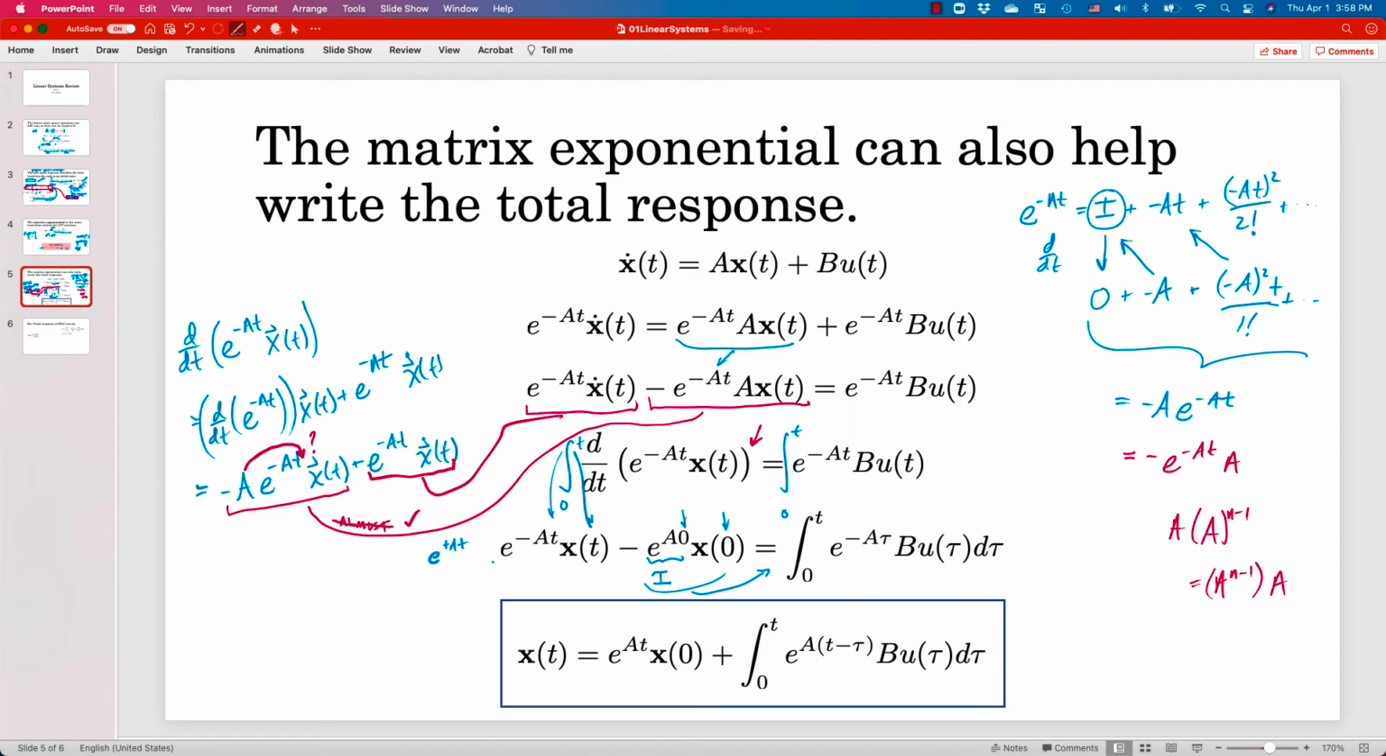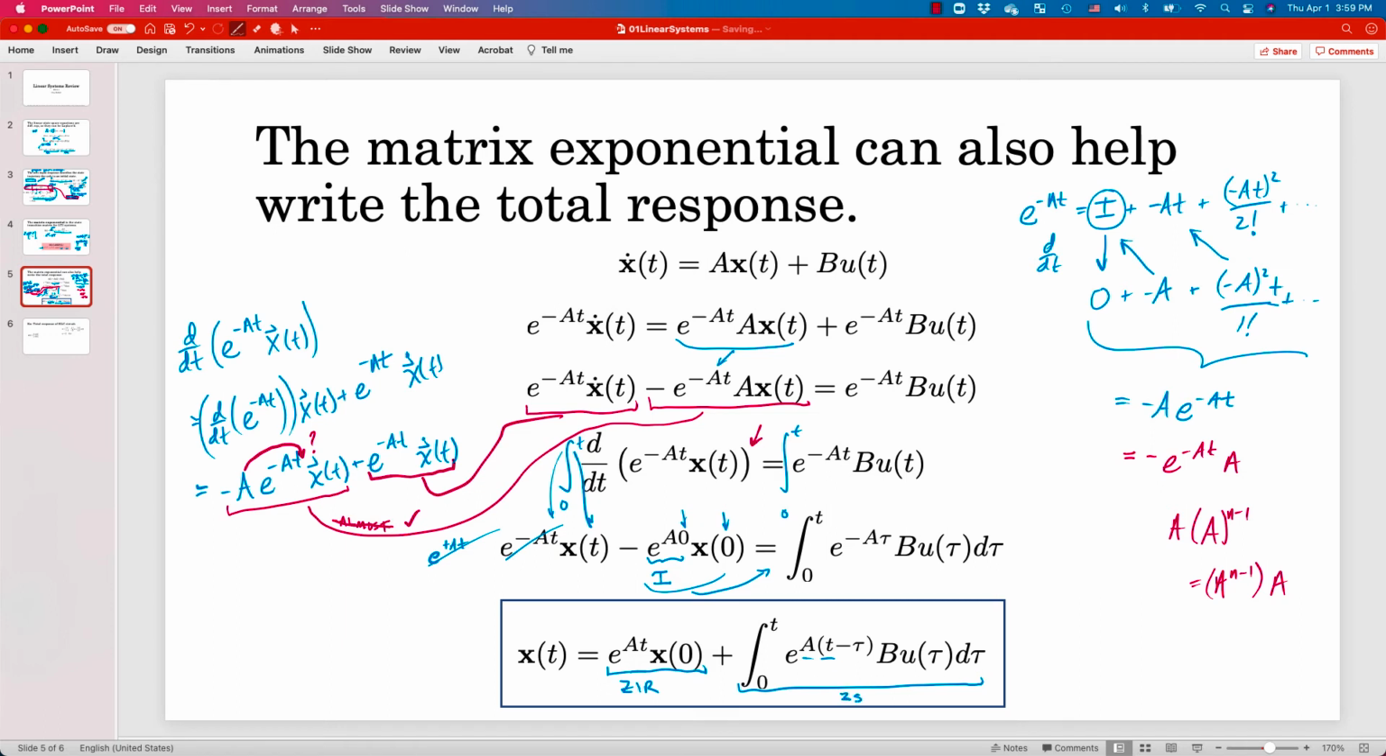And because At and negative At commute, then we can use our property from before. Be careful with that property. And so these will eliminate each other, and we get an e to the At here and an e to the positive At here. And so we get an expression for the state of the system at any given time as the same ZIR that we had from before.